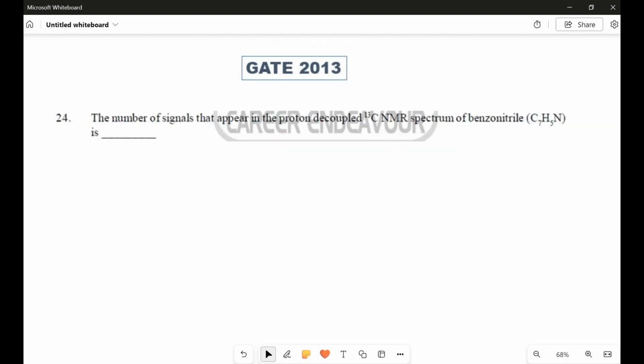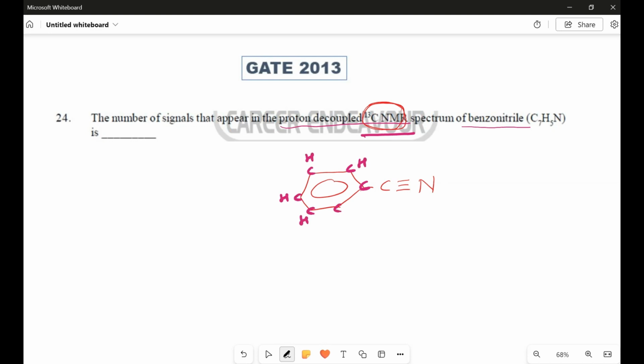GATE 2013 problem. The number of signals that appear in the proton decoupled carbon NMR of benzonitrile. They've asked for the number of carbon signals. So I have the nitrile carbon, and then CH carbons. I have a plane of symmetry cutting the molecule like this. Now, what is the answer? Carbon A, B, these two are C, these two are D, and this is E. So 1, 2, 3, 4, 5. I have 5 signals in the carbon NMR.